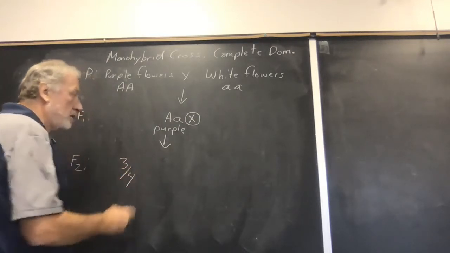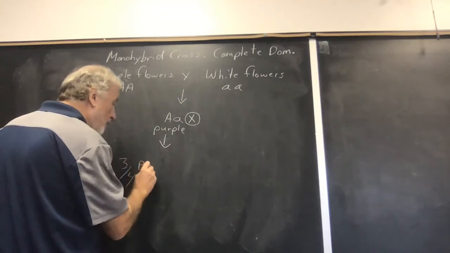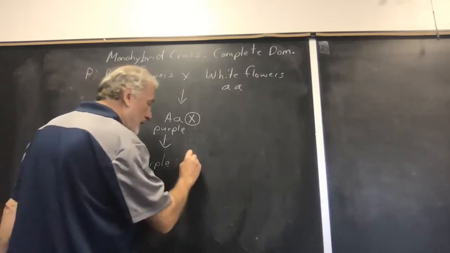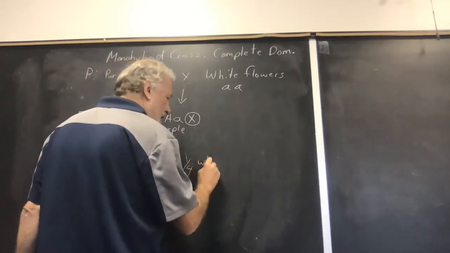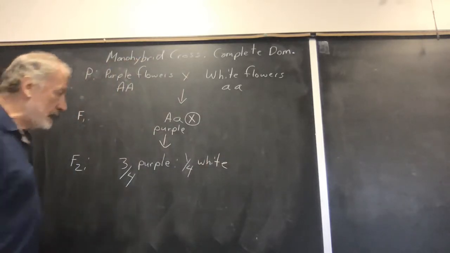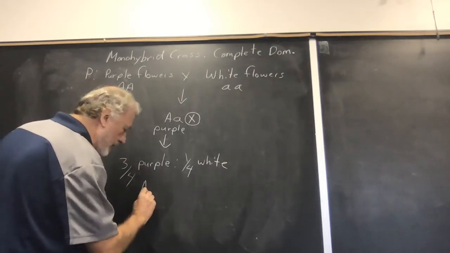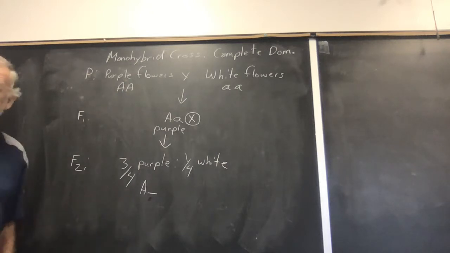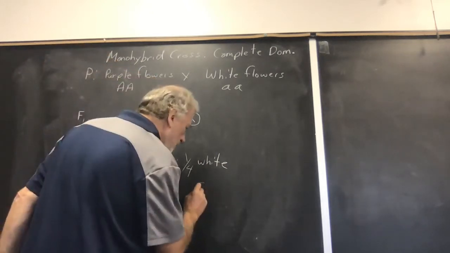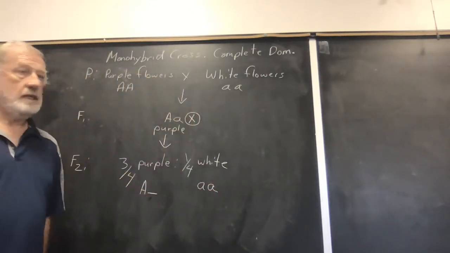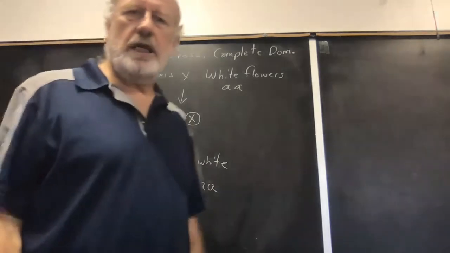So in a monohybrid cross with complete dominance, 3/4 of the offspring show the dominant phenotype, purple, and 1/4 show the recessive phenotype, white. So the purple plants all have an A in their genotype, and that dash means that the second allele doesn't matter. It's still the same phenotype. The whites, however, the recessive, are homozygous recessive, and they can only be one genotype. If we want to see how we get this using a Punnett square, let's look at that.